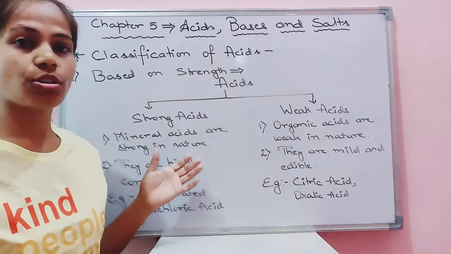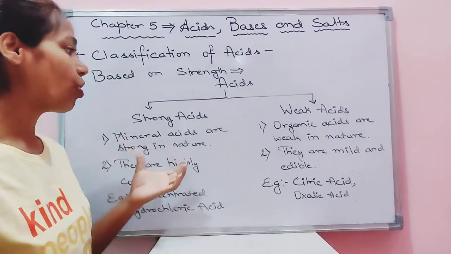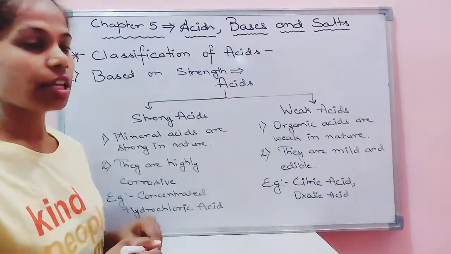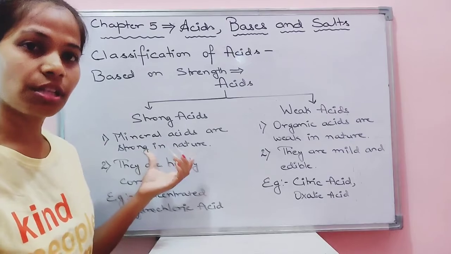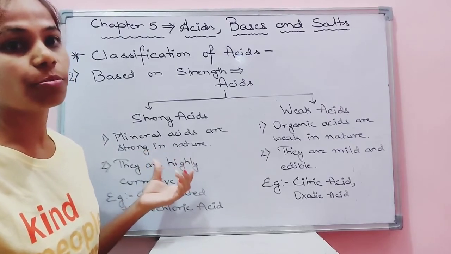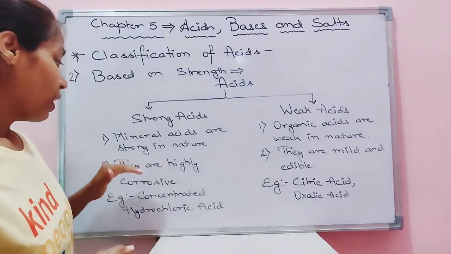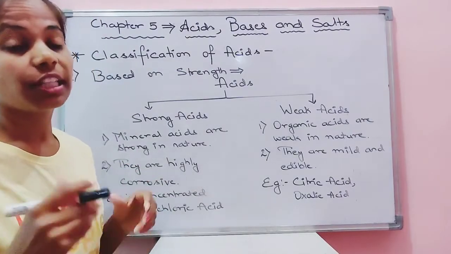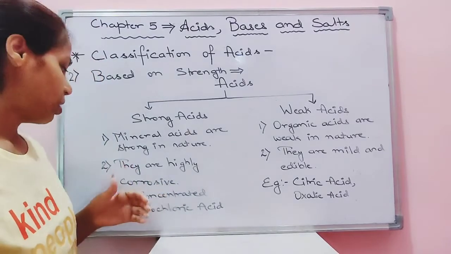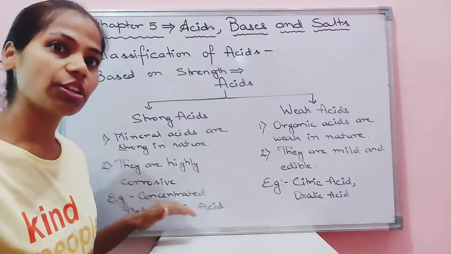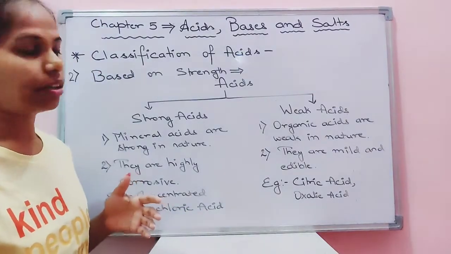Second one, on the basis of strength, acids can be classified into two types, strong acids and weak acids. Children, strong acids are formed with the help of minerals. The chemicals from which they are formed in the lab can be strong in nature. They are highly corrosive. They can cause harm to your skin. They can burn your skin. For example, we have concentrated hydrochloric acid, nitric acid, etc.